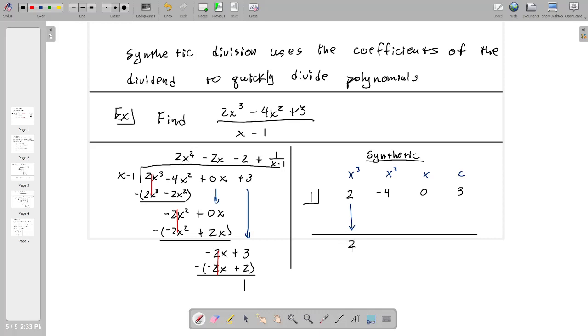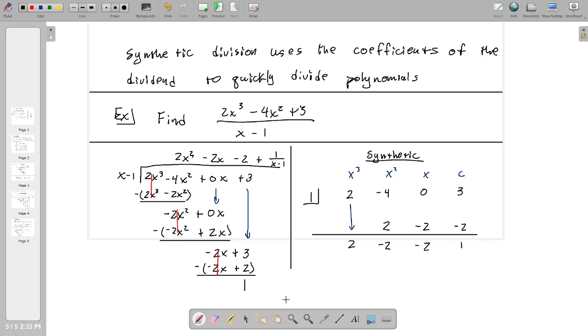So we have then a 2 here. Now, what we then do is multiply this 1 times this 2, and we write the result here. So 1 times 2 is 2. We write a result here. And then we add, and then repeat. So -4 plus 2 is -2. -2 times 1 will give us a -2. And then we add, 0 plus -2 is -2. Multiply, -2 times 1 is -2, and add 3 plus a -2 is 1.